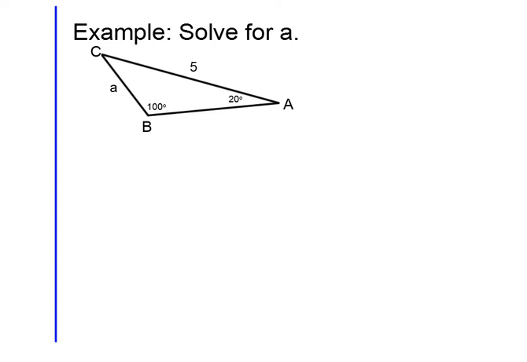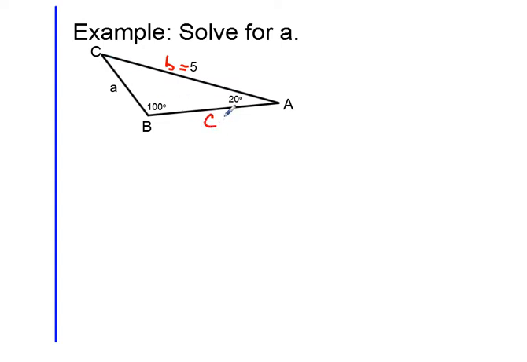So here's our scenario. We have a triangle with a 100-degree angle and a 20-degree angle, and we're trying to find the missing side A, but we're given the side 5. So I'm going to label everything. A angle is 20, and I'm going to find A. B angle is 100. That means across from it is 5, which is B side. C angle I don't have. Across from that would be the C side.